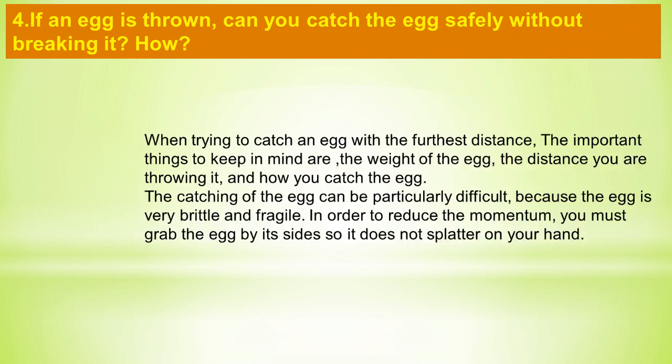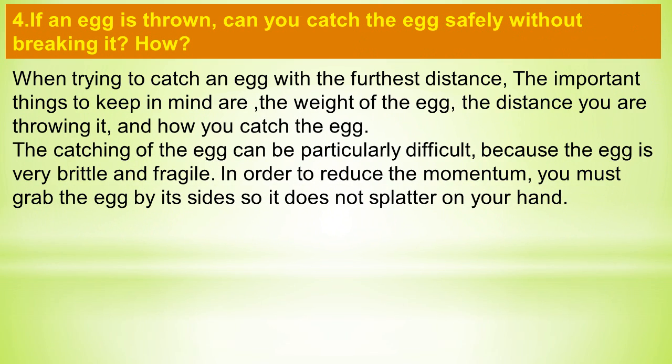If an egg is thrown, can you catch the egg safely without breaking it? If you say yes, then how? When trying to catch an egg from the furthest distance, the important things to keep in mind are the weight of the egg, the distance you are throwing it, and how you catch the egg. Catching an egg can be particularly difficult because the egg is very brittle and fragile. In order to reduce the momentum, you must drag the egg by its sides so that it does not splatter on your hand.